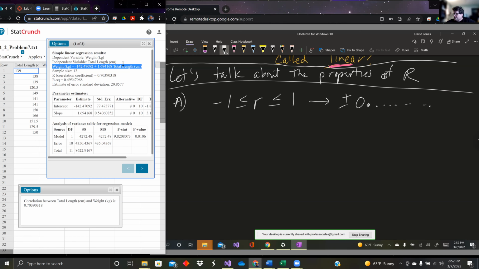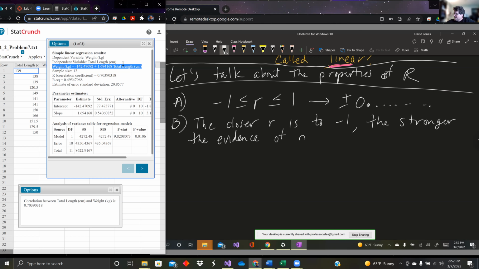The next two are kind of related. The closer R is to -1, the stronger the evidence of negative linear correlation. Or another way of thinking about correlation is association. How are they associated? If correlate is not a word that you like very much.